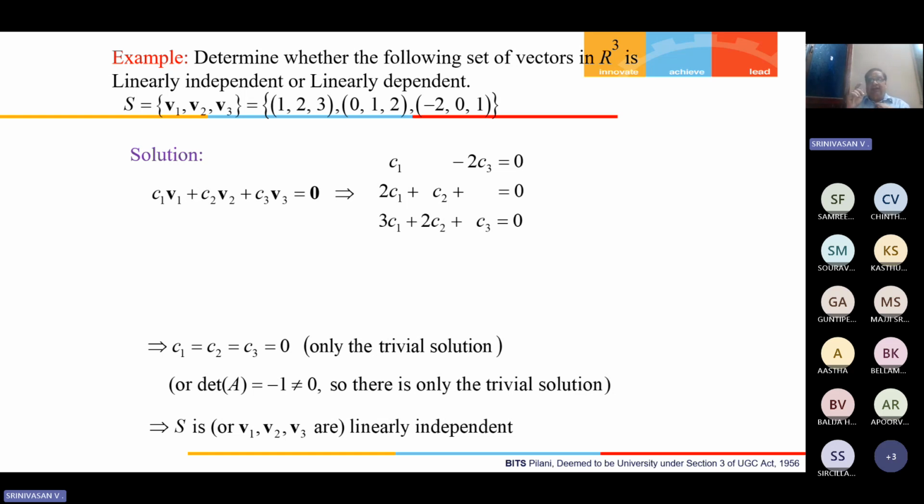That is the only solution, and that is a trivial solution. Or in other words, the scalars are all zeros. In any linear combination of the form C1 V1 plus C2 V2 plus C3 V3 equal to 0, if C1 equal to C2 equal to C3 equals 0, then the vectors are linearly independent. In other words, the set having these three vectors is said to be a linearly independent vector set. Okay.